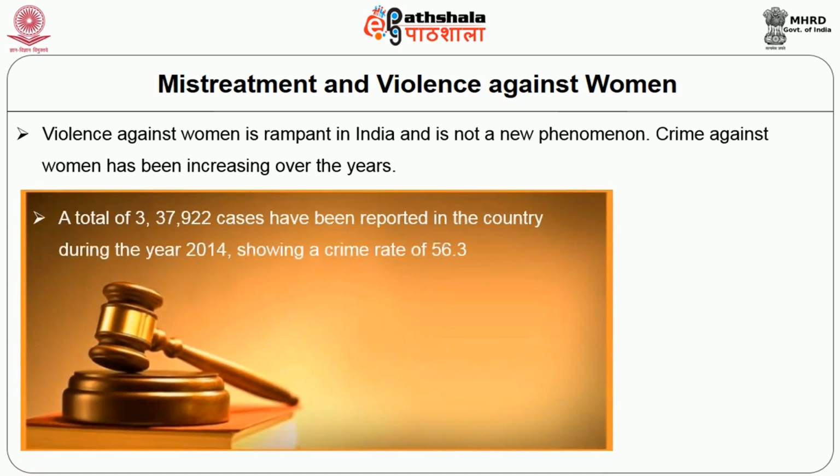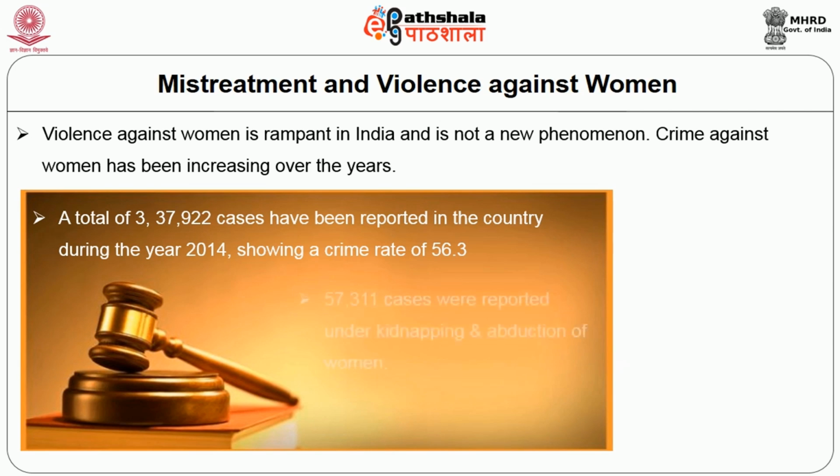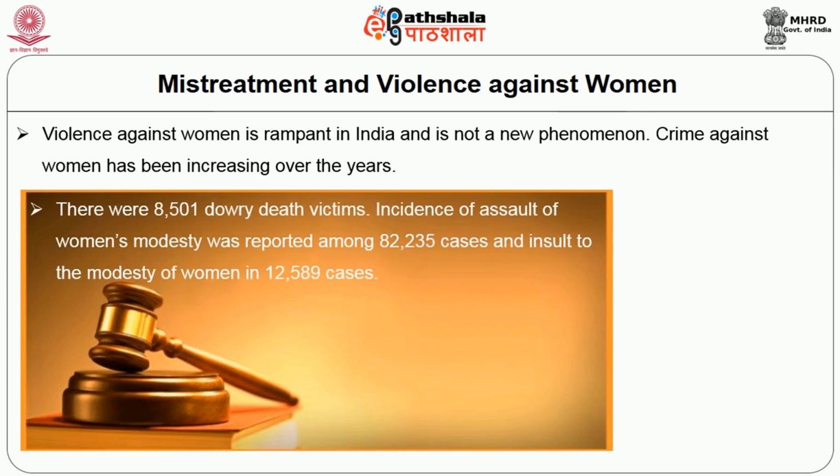A total of 3,37,922 cases have been reported in the country during the year 2014, showing a crime rate of 56.3. Out of this, there were 36,735 cases of rape. The offenders were found to be known to the victims in 86% of the cases. 197 were custodial rapes. 57,311 cases were reported under kidnapping and abduction of women. There were 8,501 dowry death victims.